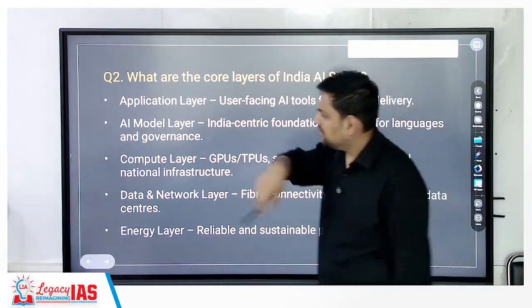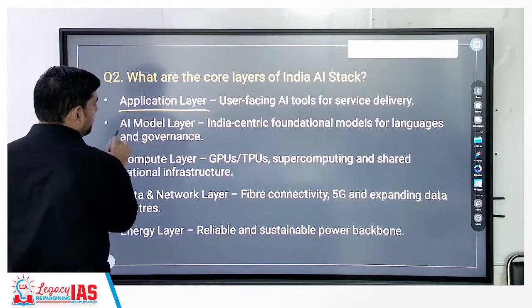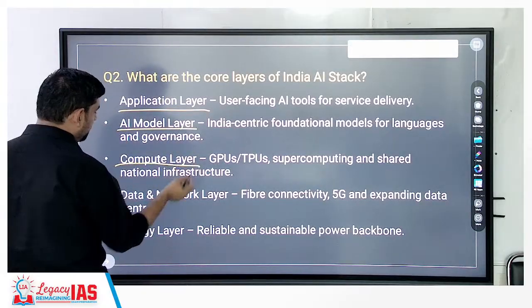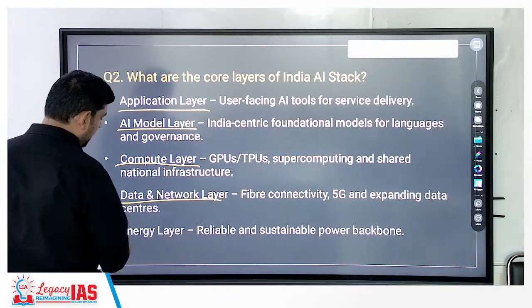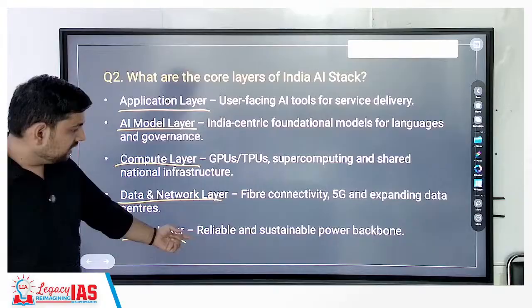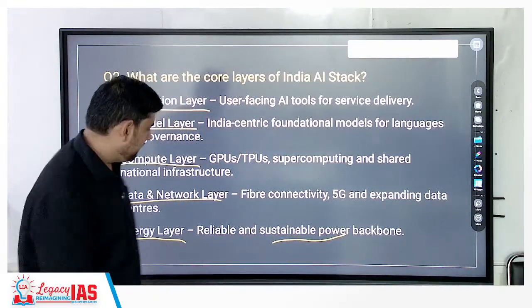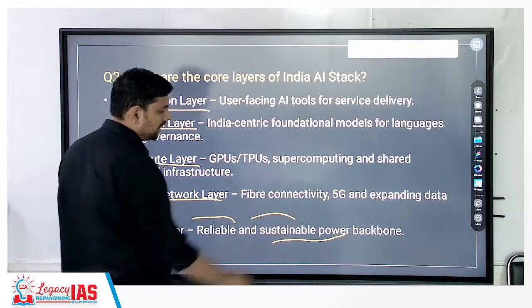So first is the application layer, then you have the AI model layer, then the compute layer, the data and network layer, and the energy layer. I have explained all of these to you. The energy layer is the reliable and sustainable power backbone. Correct? These two words only: reliable and sustainable.